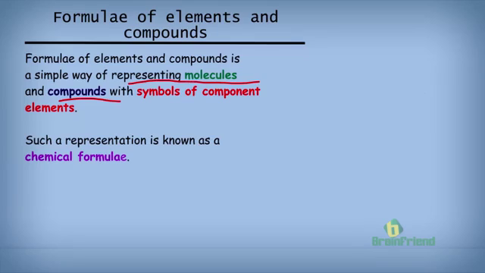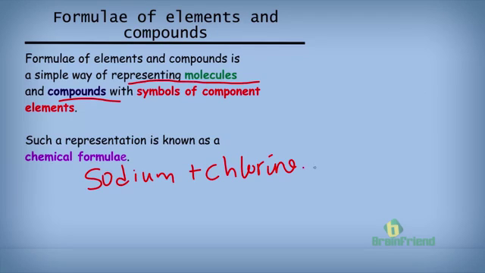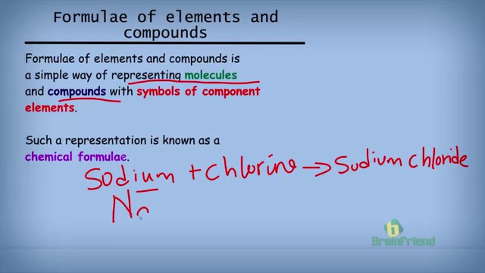So let's say we have sodium plus chlorine. They are reacting to form sodium chloride. So instead of writing this out, which is obviously lengthy, we can just represent them with the symbols of the elements. Remember we said that the symbol for sodium is Na, plus chlorine, which is Cl, and this will give us what we call sodium chloride.